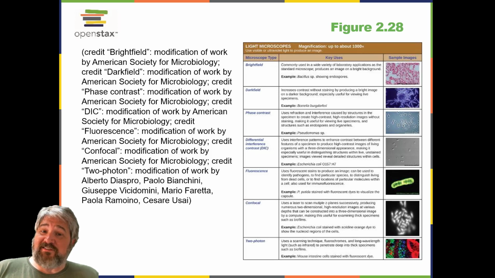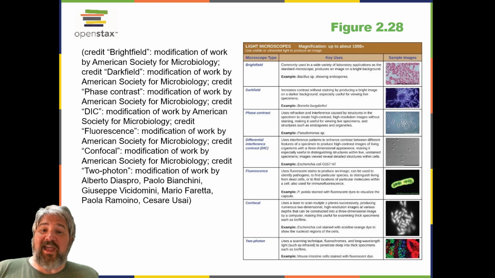Differential interference contrast uses interference patterns to enhance contrast between different features of a specimen to produce high contrast images of living organisms with a three-dimensional appearance, making it especially useful in distinguishing structures within live, unstained specimens. Images viewed reveal detailed structures within cells. Fluorescence uses fluorescent stains to produce an image, and can be used to identify pathogens, to find particular species, to distinguish living from dead cells, or to find locations of particular molecules within a cell. It is also used for immunofluorescence.